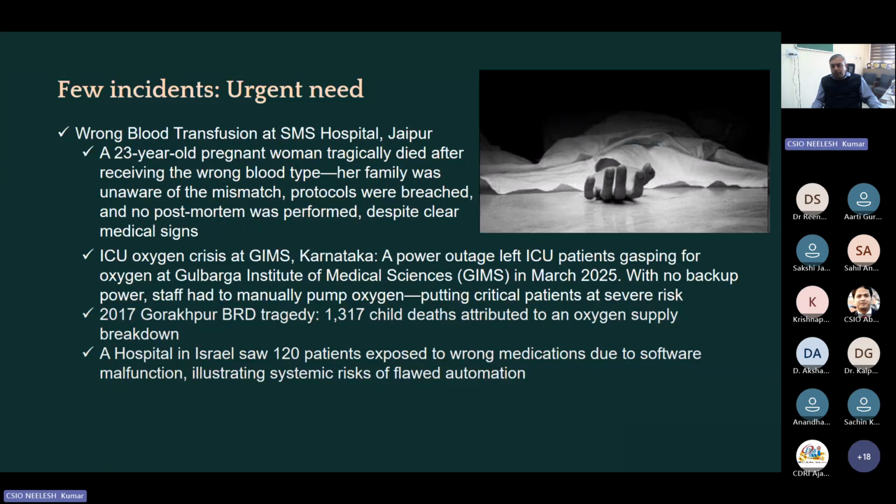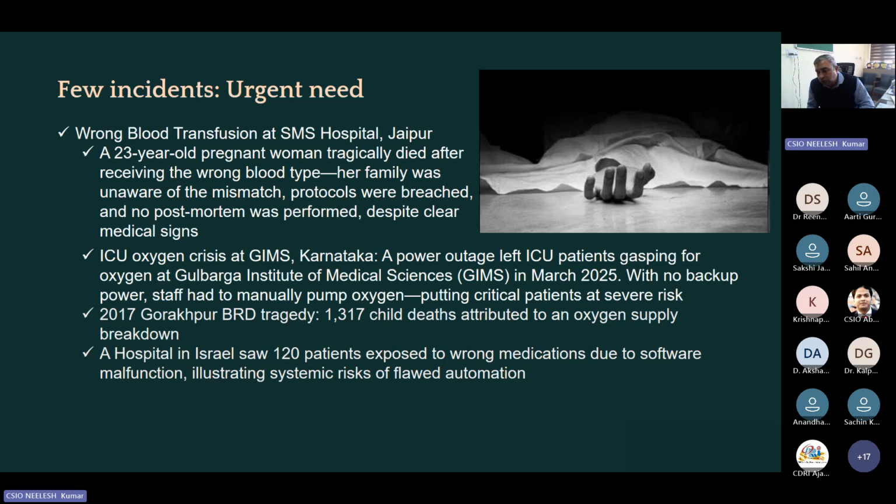Because when we give treatment, there are some eventualities which happen during the treatments, and that has been reported. We may conclude that because of the lack of automation, or automation that is not connected, there are a few incidents which happen. Like there was an ICU oxygen crisis at a hospital in Gulbarga, with no backup of power.